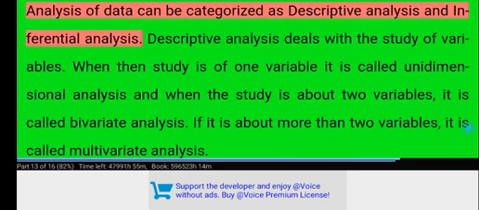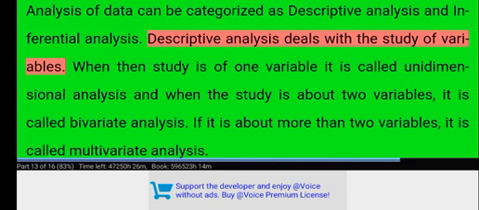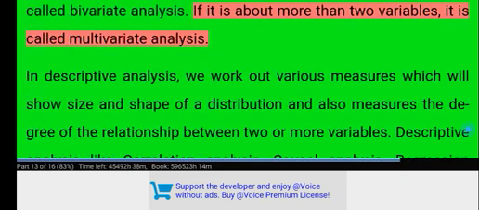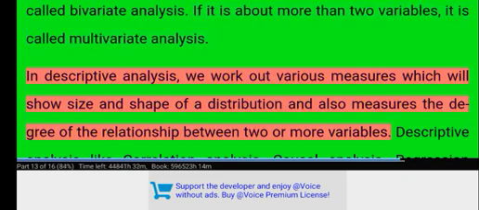Types of analysis. Analysis of data can be categorized as descriptive analysis and inferential analysis. Descriptive analysis deals with the study of variables. When the study is of one variable, it is called unidimensional analysis, and when the study is about two variables, it is called bivariate analysis. If it is about more than two variables, it is called multivariate analysis.